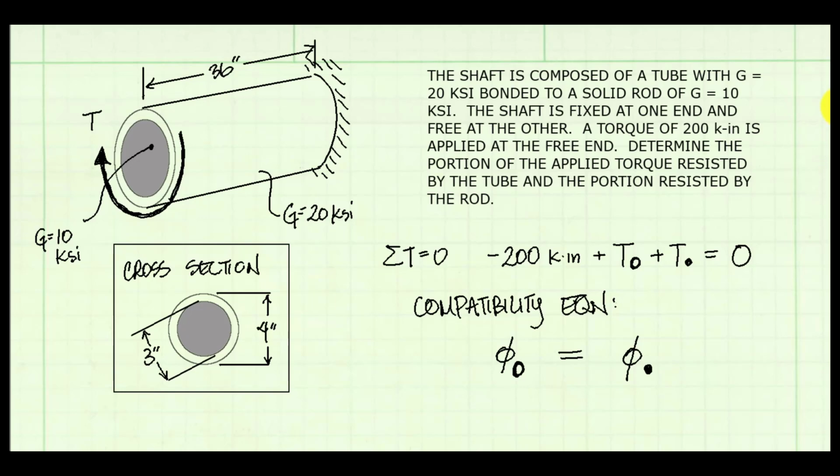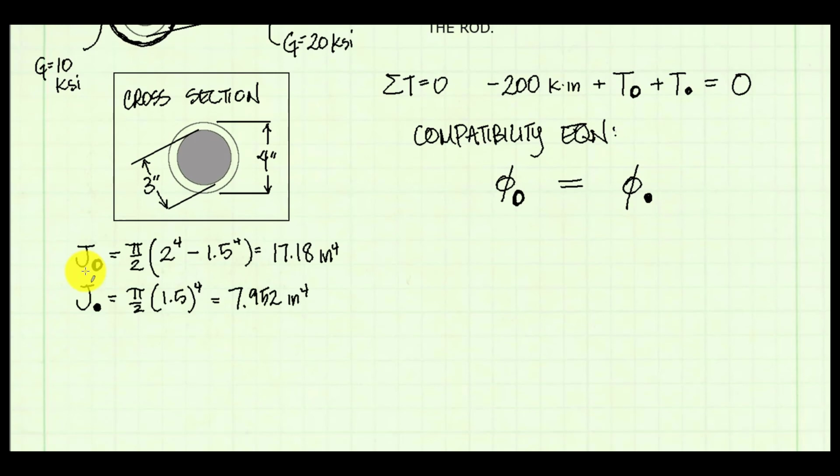So next I'll calculate the polar moment of inertia for the tube and the rod. The polar moment of inertia for the tube is equal to pi halves times the outside radius to the 4th power minus the inside radius to the 4th power. The polar moment of inertia of the solid rod is pi halves times the radius to the 4th power.